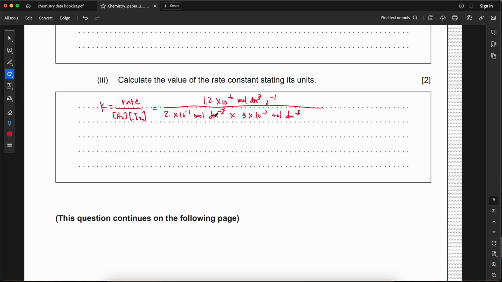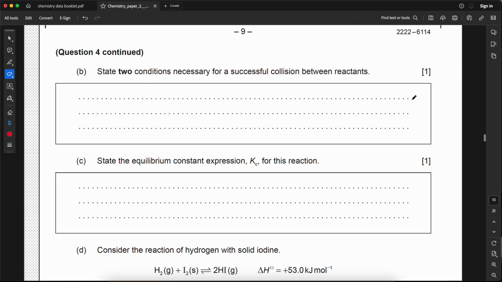All right, so I can eliminate this, and this one eliminate as well. So the answer will be 0.2. Now mol will go up, dm^3, and s^-1. Okay, state two conditions necessary for a successful collision between reactants. Of course, the energy should be bigger than or the same as the activation energy for the reaction to proceed, and it should have appropriate or correct orientation.